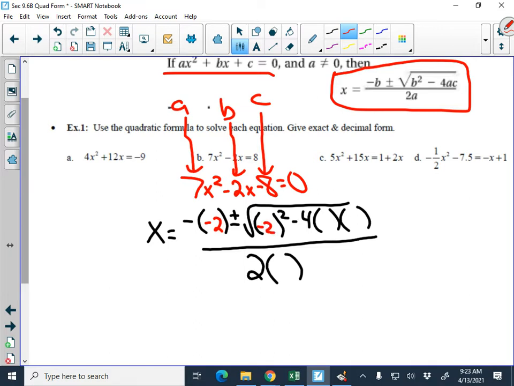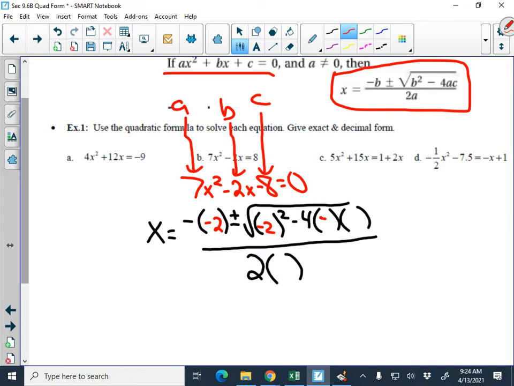Everywhere I see a b, I put in a negative 2. But notice it's in parentheses. This, a negative negative, will turn to a positive. Actually, negative 2 squared will also be positive 4 because the negative times the negative, but we're going to do that all in one shot to help ourselves out.